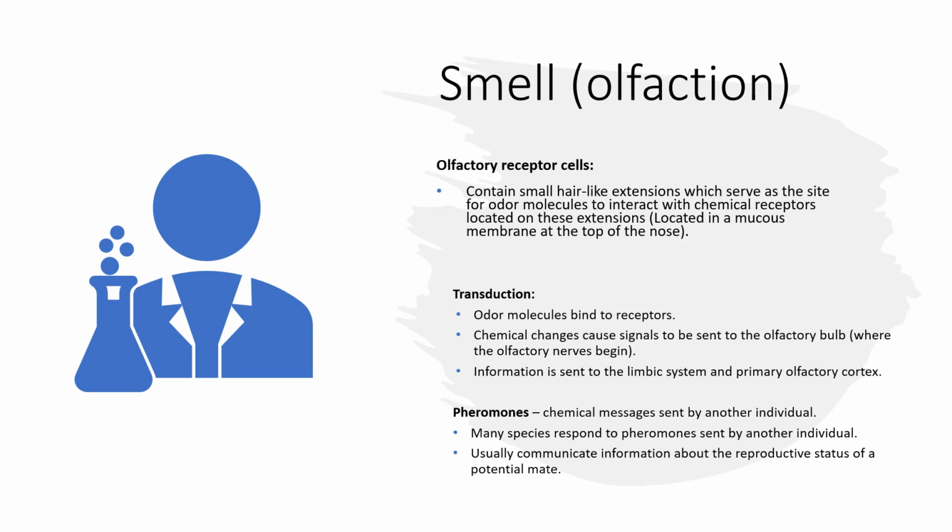Some of you may have wondered about pheromones. Probably many of you have heard of pheromones, and these are chemical messages that are sent by another individual. And it turns out that these airborne compounds that animals and humans release send signals about our moods. They can even send signals about sexual orientation and genetic makeup.